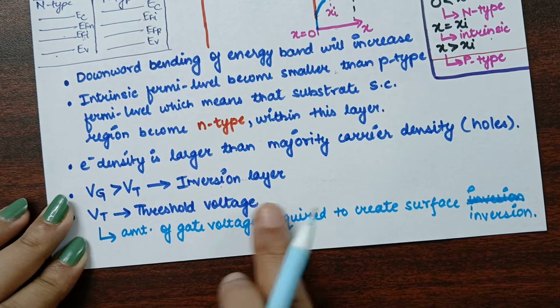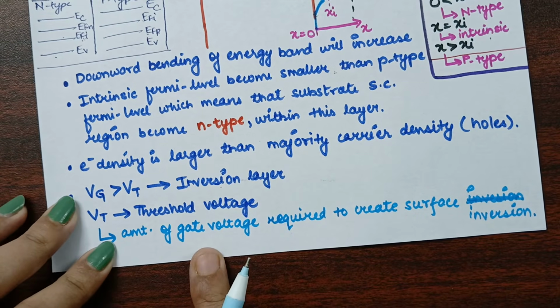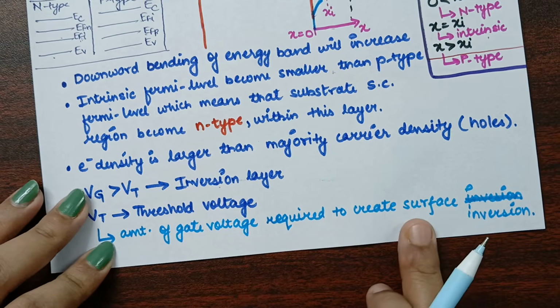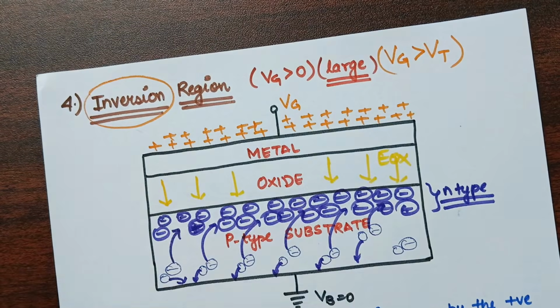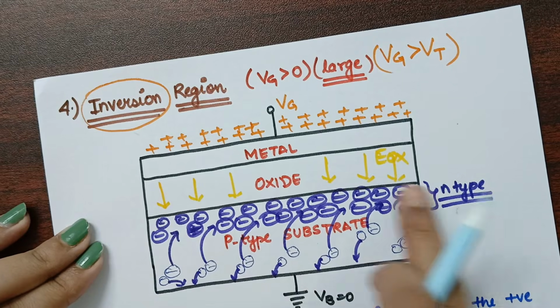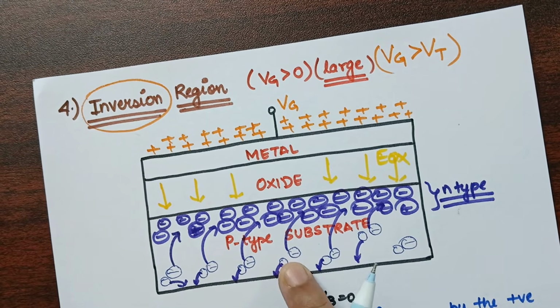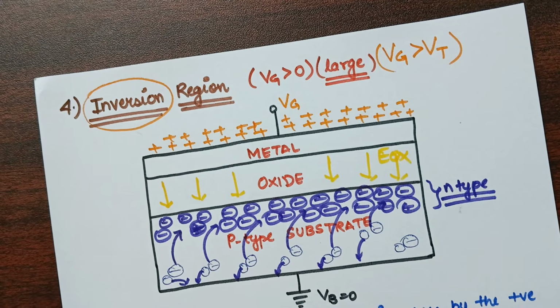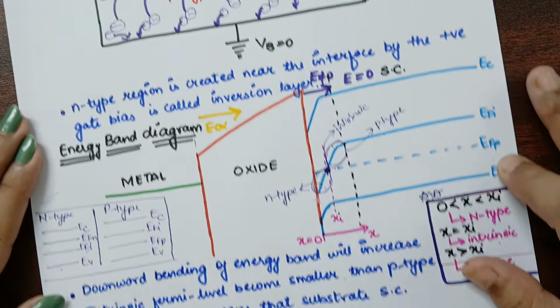And what is threshold voltage? It is the amount of gate voltage which is required to create this surface inversion. It means it is the minimum amount of voltage which is required to form this particular inversion layer, that is called the threshold voltage. So is it all clear to you all?